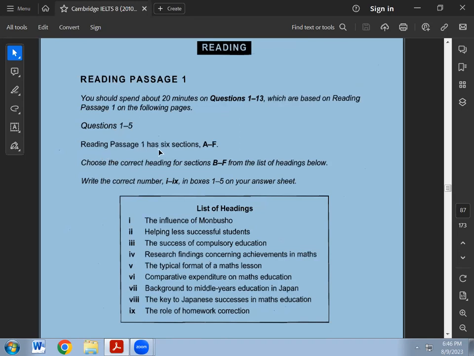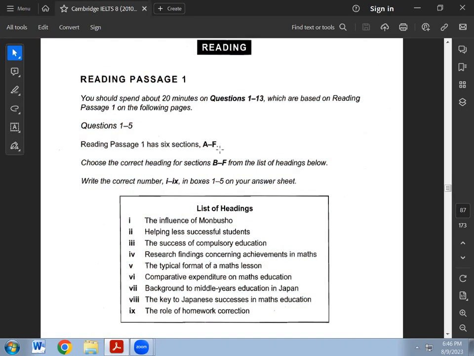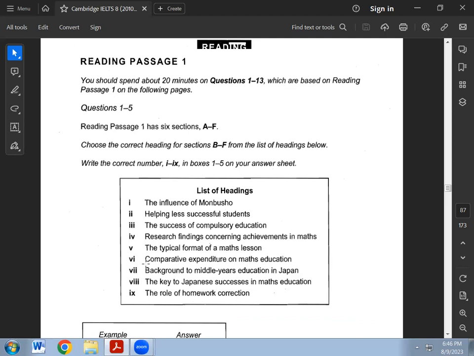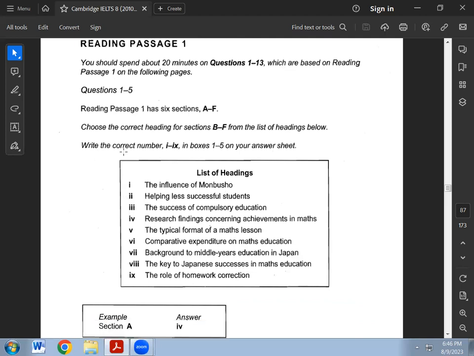On the next page you have 6 headings, 6 sections, A to F. Choose the correct heading for sections B to F from the list of headings below. So this is the list of headings, and they said write the correct number, i to ix, 1 to 9, in boxes 1 to 5 on your answer sheet.